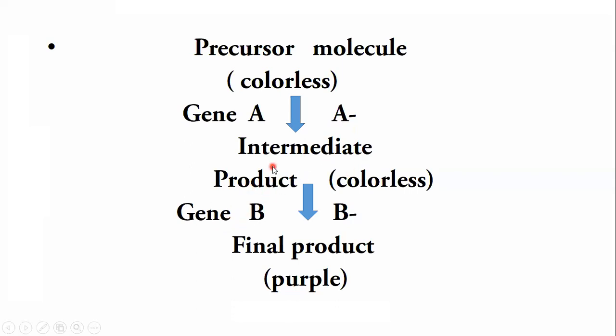After the formation of the intermediate product, gene B comes with its dominant copy and converts the intermediate into the final product, and that final product gives the purple color. So both genes should contain dominant alleles for the formation of purple color. If the dominant copy is missing from any step, then the final product is not formed and that's why the phenotype is white.